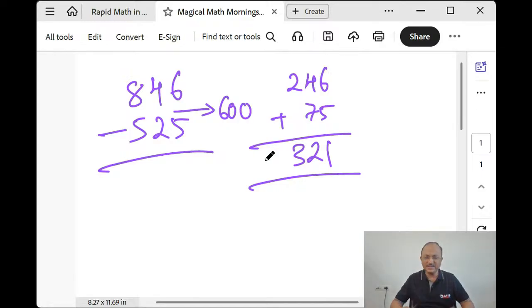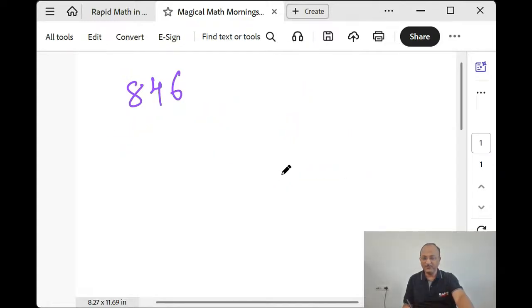Can't we do these things in a simple way? Just a maximum of 2 seconds we need for this one. Correct? Without writing this, let us practice now. How do I do this? In mind itself, I will consider 600. 246 plus 75 means first I will add 70. 240 plus 70, 310, 316, 321. Very simple. Correct? So let's quickly recap with some examples.